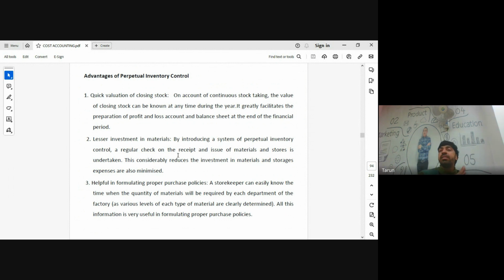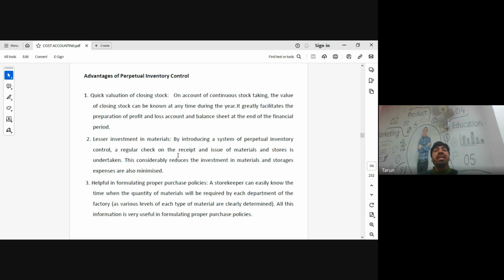Now, what are the advantages? What are the merits of the virtual inventory system? First, it quickly evaluates the closing stock, because technology plays a very important role in recording the stock data. So one of the advantages is that it quickly evaluates the closing stock. Whatever closing stock has been left at the end, it easily evaluates and identifies, and it is always recorded immediately.